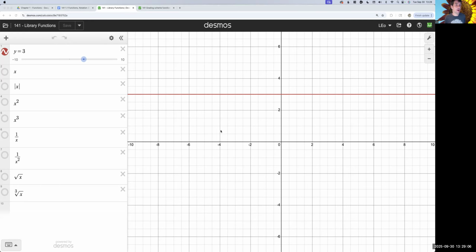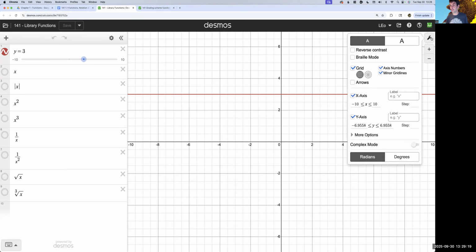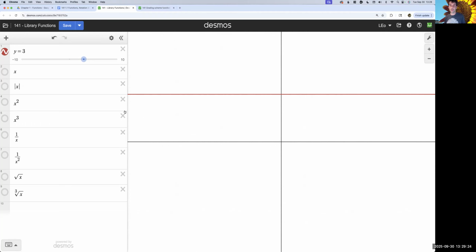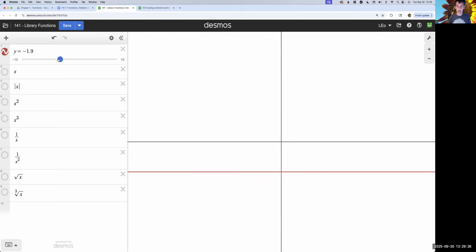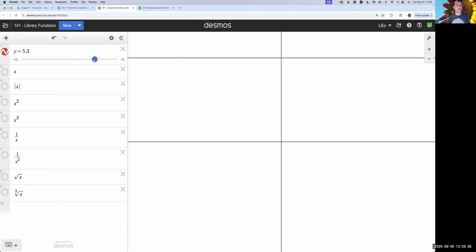So our first basic function is just a horizontal line. This is the function f of x equals a number. In the case that I have graphed here, that number is 3. Take out this grid, so all we see is the axes and our functions. But here I'm changing the value.